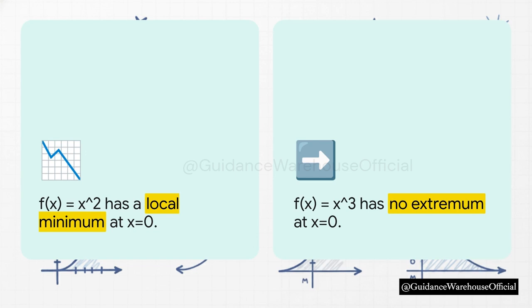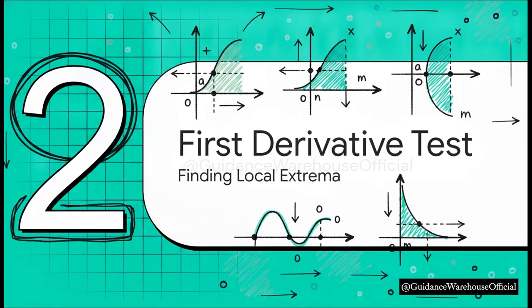Consider the function f of x equals x squared. Its first derivative is 0 at x equals 0, and sure enough, that forms a minimum. It's a valley. But then consider f of x equals x cubed. Its derivative also flattens out at 0, but then the graph just keeps on rising. It's essentially a flat landing on a staircase. So this means we need a slightly better test to actually confirm our local extrema. Which brings us to the first derivative test.